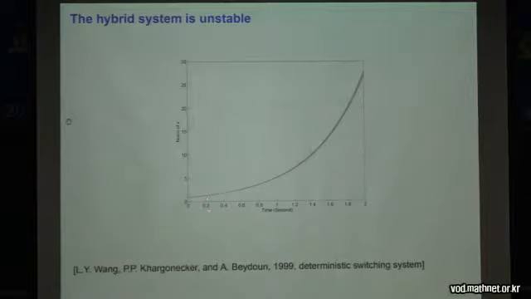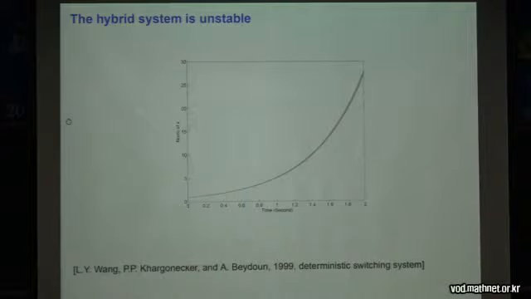Now, what is that? This axis is time, whereas this one is the norm of x. You have two components, so this norm is the square root of x1 squared plus x2 squared. It's simply the Euclidean norm. What you observe here is something blowing up, going to infinity. By simply coupling two stable systems, you can produce something unstable. That seems funny. How do you explain that?